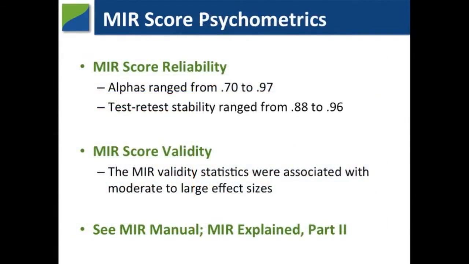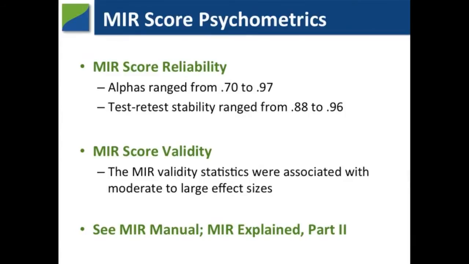With regard to the MIR reliability, the alpha coefficients range from a moderate level of 0.70 to a very high 0.97. As you may recall, the alpha coefficient is a measure of internal reliability, which is also a measure of item homogeneity, or how similar all the items are. These scores range from a low of 0.7 to a high of 0.97.